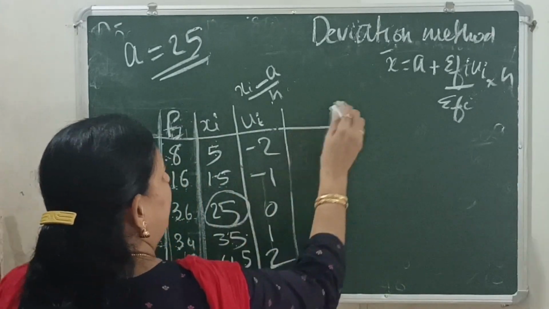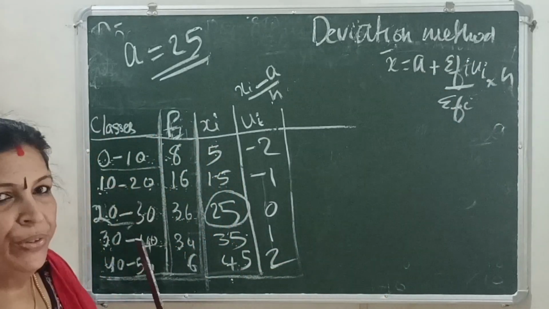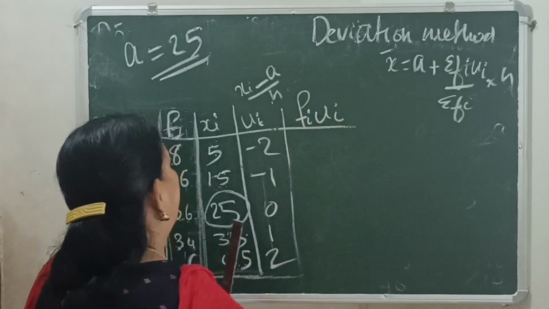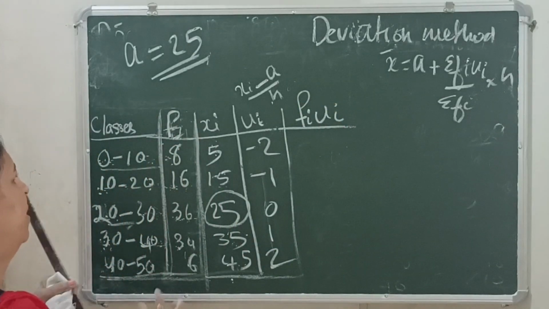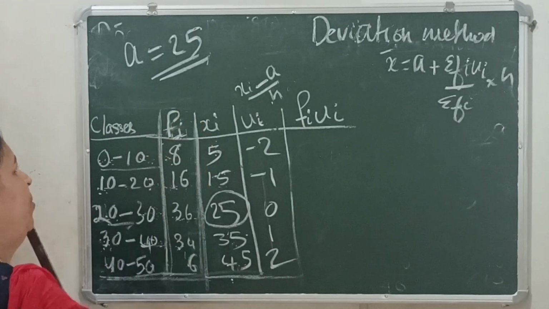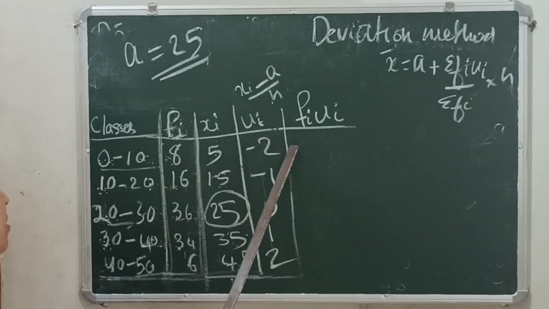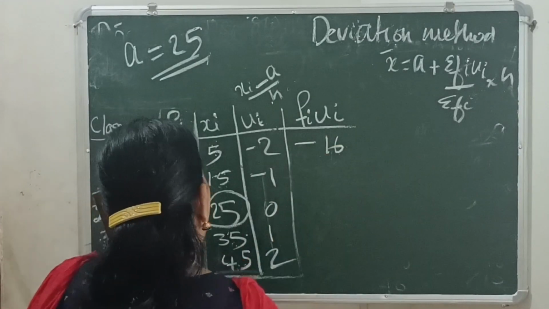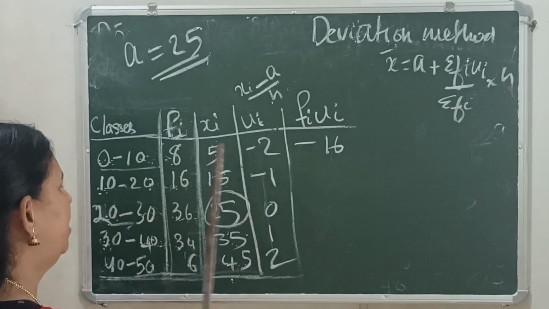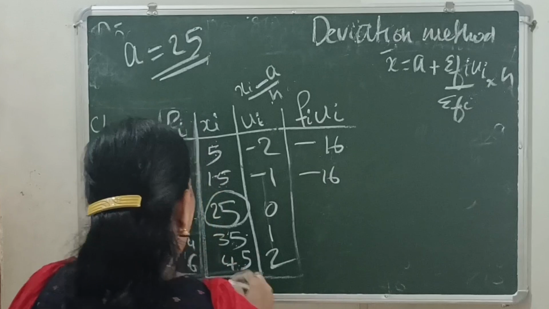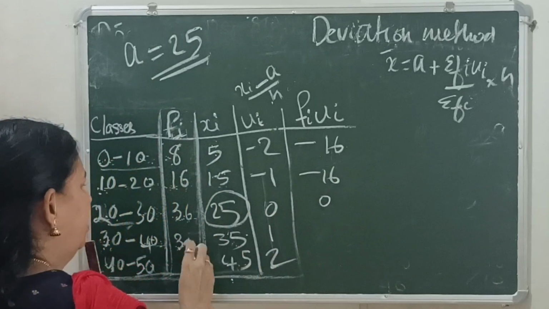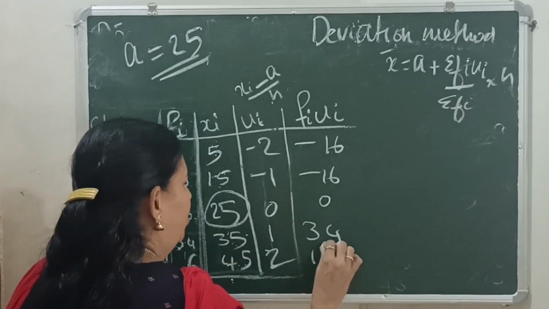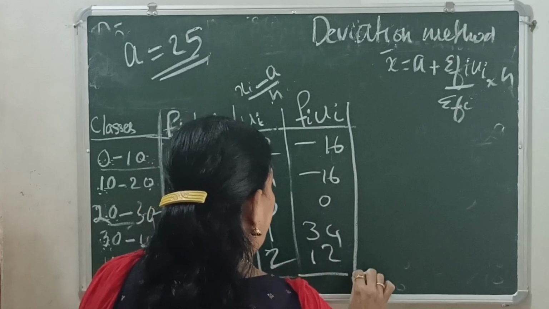Next, for finding sigma fi ui, we calculate fi ui. That is, multiply these two columns, fi and ui. Fi ui: 8 into minus 2 is minus 16, 16 into minus 1 is minus 16, 0, then 34 into 1 is 34, 6 into 2 is 12.